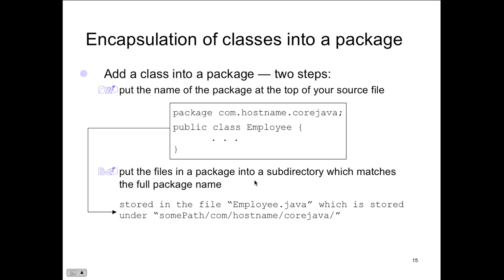So we put the files in the package into the subdirectory which matches the full package name. This is why I'm going back to the comment I made when I kind of gave you the idea. It's all the directory. You can think of it as where you're storing the files in the directory structure is how you're importing those packages and what you're using with that package. So the package itself is stored in the file Employee.java, which is stored under some path, com hostname core java, is where you're going to store it.